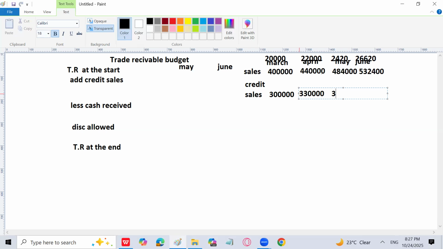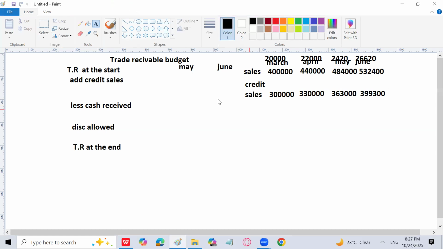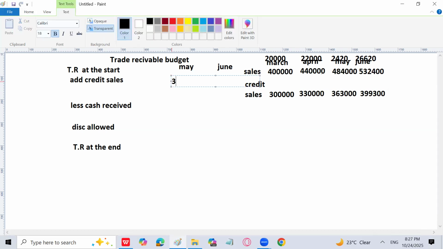3,63,000. Then for June, the sales is going to be 532,400, and 75% is going to be the credit sales, that is 399,300. So now we are done with the amount of the credit sales we have calculated. Now I can write the credit sales of May and June. For May, the credit sales is going to be 3,63,000. And for June, the credit sales is going to be 399,300.